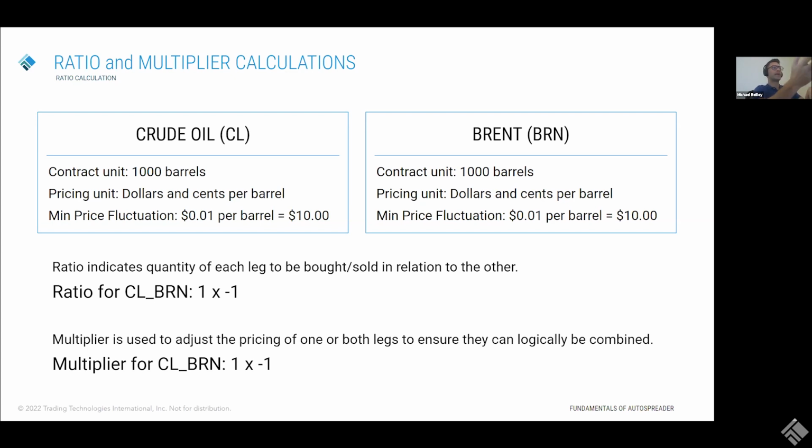Now, if the Brent contract was 500 barrels, let's say, that would be half the size. Therefore, if we were to buy the CL contract, and we got filled on one, in order to properly hedge in a ratio sense, we would need to sell 2 Brent contracts in order to make the contract unit equivalent. So 1,000 CLs and then 2 times the 500 barrels in the Brent contract.